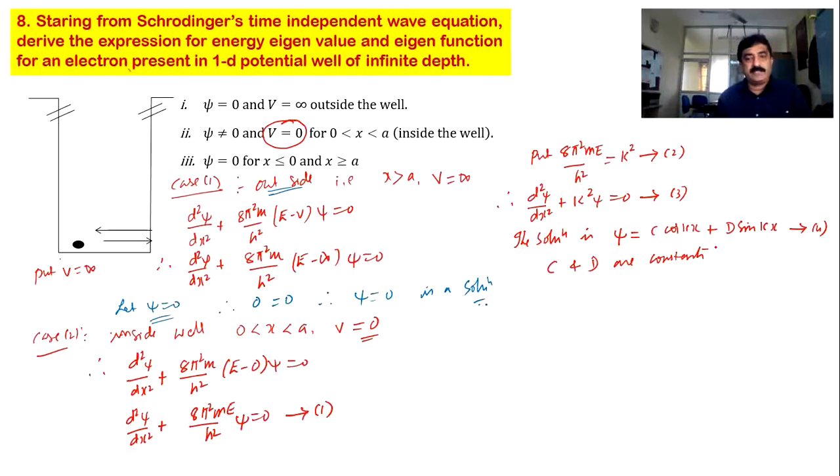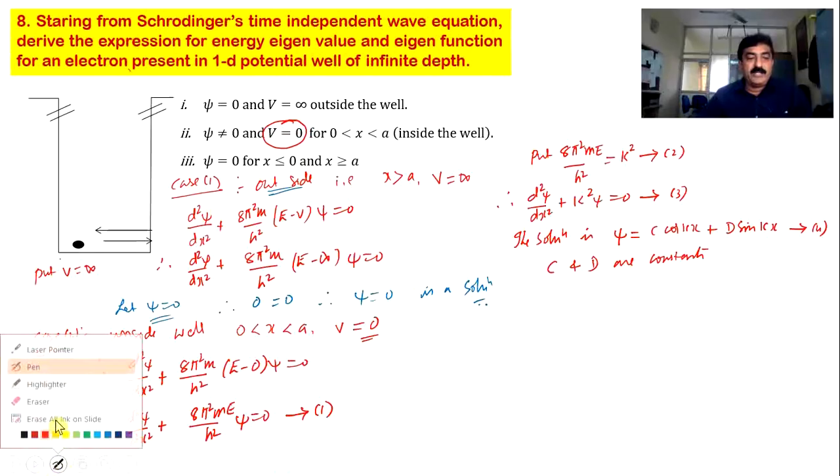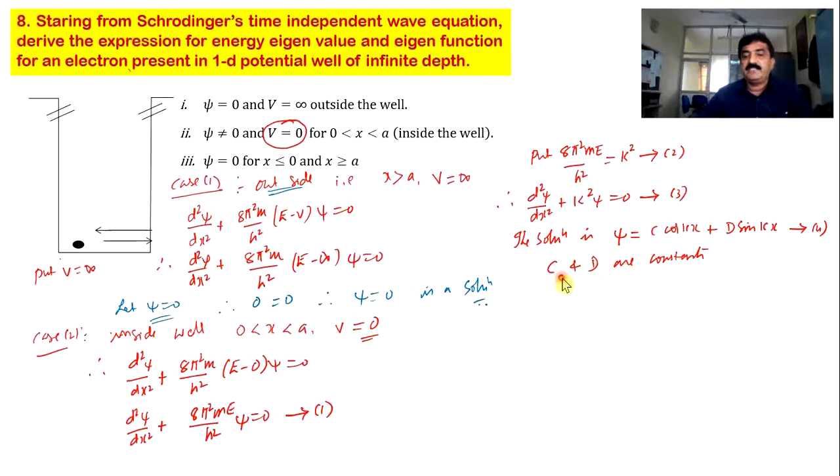Both of them cannot be 0. By chance, if both become 0, what it actually means is that if c is 0 and d is 0, then psi is equal to 0 plus 0, which is 0. That means once again we end up with psi equal to 0. That is not an acceptable solution.